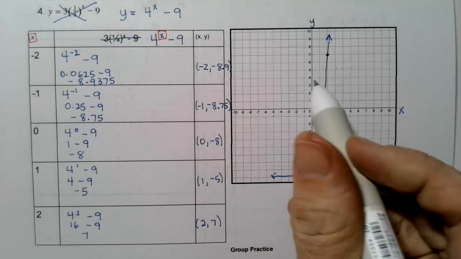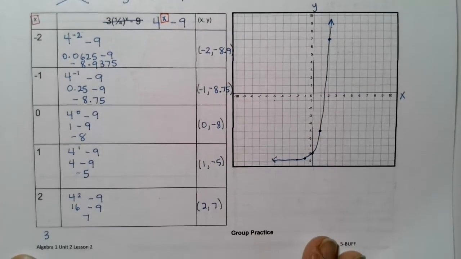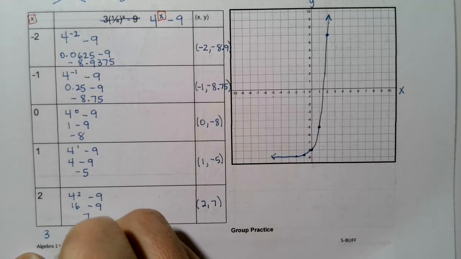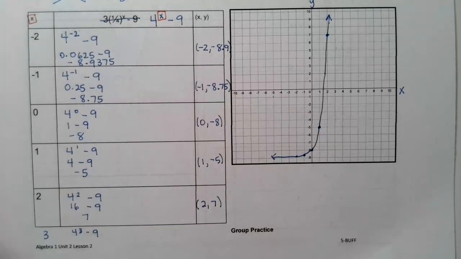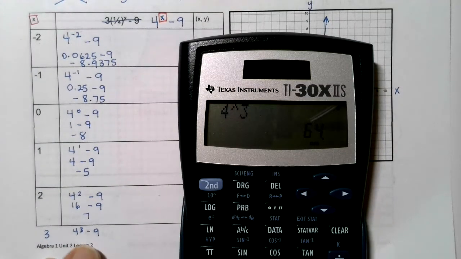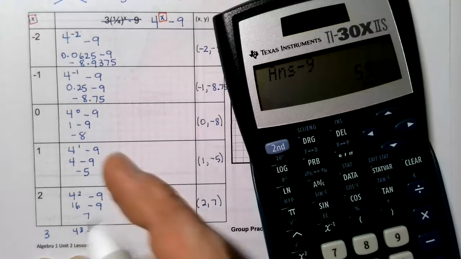The only thing you're going to use a straight edge for is your lines. If you wanted to see just how quick it's going to go up, we could plug in 3 here and kind of see what happens. I think it's going to be off of our graph, but it would be interesting to see. So 4 to the 3rd power minus 9. 4 to the 3rd power is 64. So 64 minus 9 is 55.